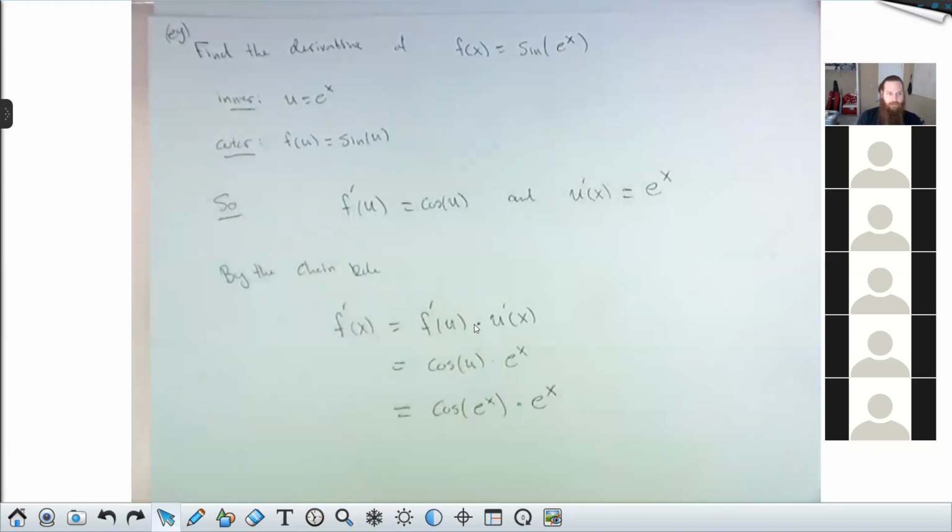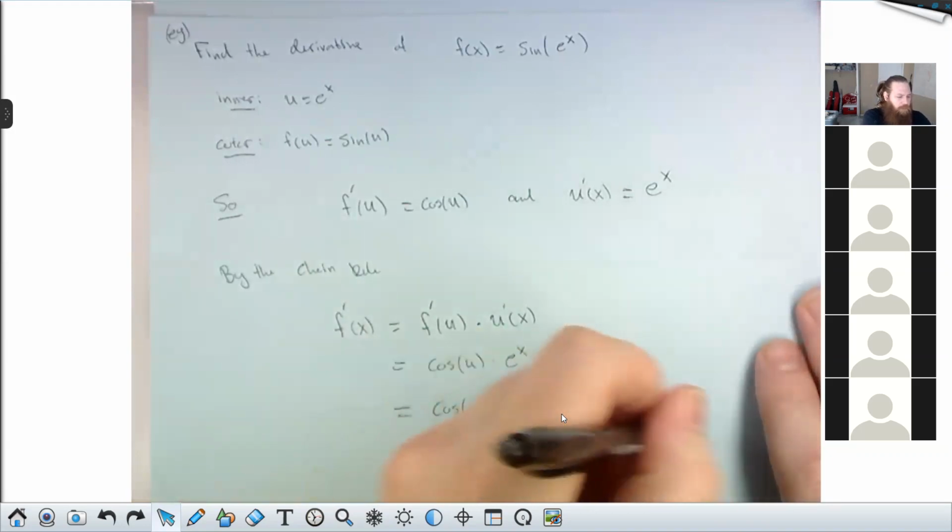Yes, sir. It's a little bit weird. If it wasn't e to the x and it was a constant or something that wouldn't equal 1 or 0, would you put the original u or the prime of u? The thing that goes inside here is always the original u. The thing that goes outside here is always the derivative. Okay.